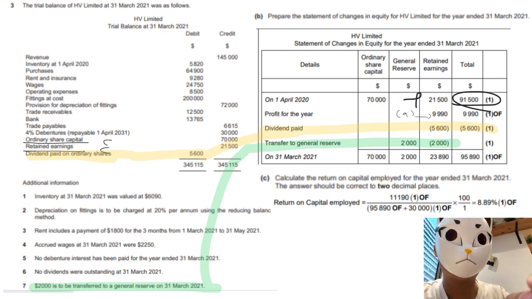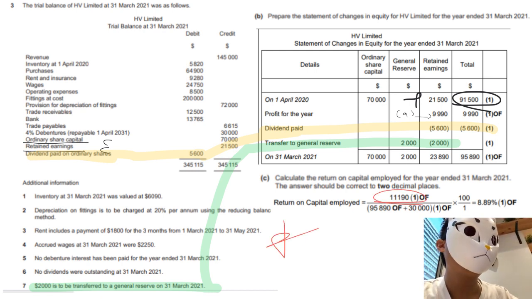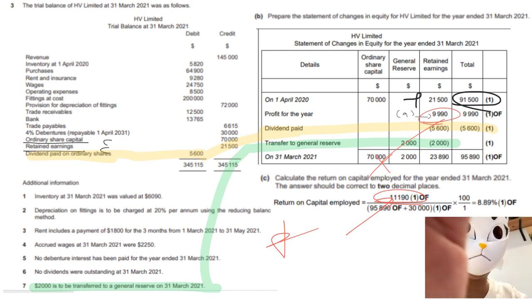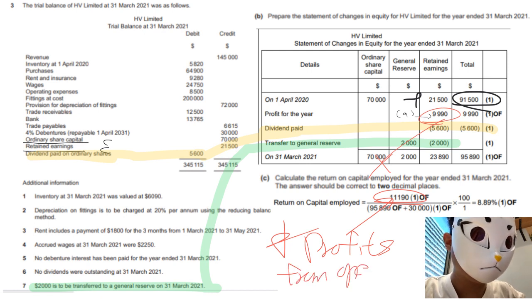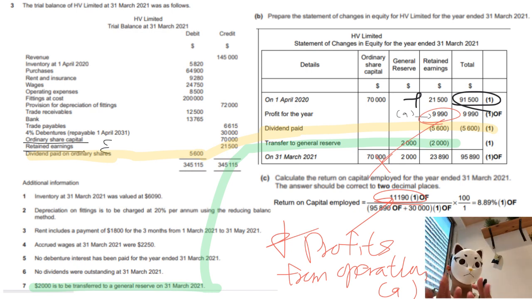Now for part C, I think this is the most difficult part in this question paper. This one, 11900, a lot of students make use of 9900. This one must be wrong. Candidate must be aware that you have to make use of the profit from operation. So you have to check it out from part A. You do not make use of the profit for the year, because it's after the debenture interest. This is very, very important.